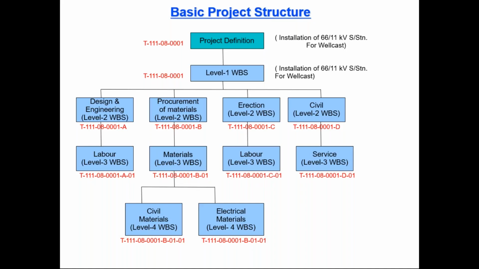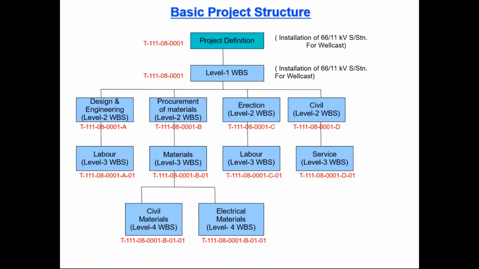So here I have taken one example of installation of a 66/11 kV substation for Wallcast. Okay, so this is the project definition. Here the project definition will have control over all the elements which come under it. Okay, so WBS, another master data, is network activities. The settings of the project definition will have control on all the objects which come under this.